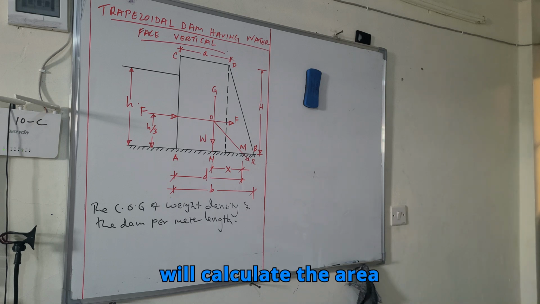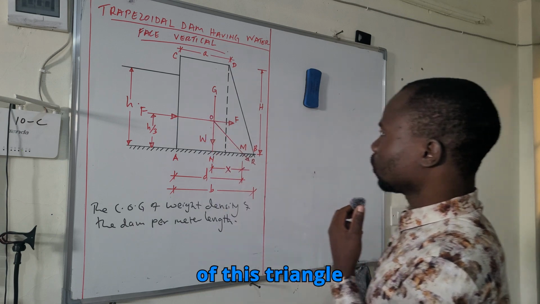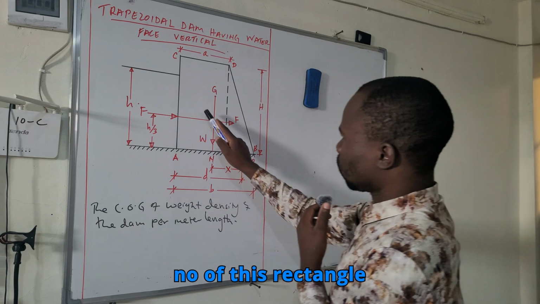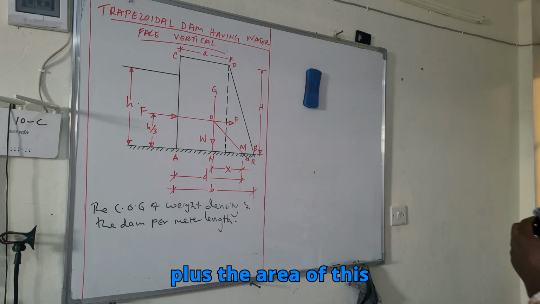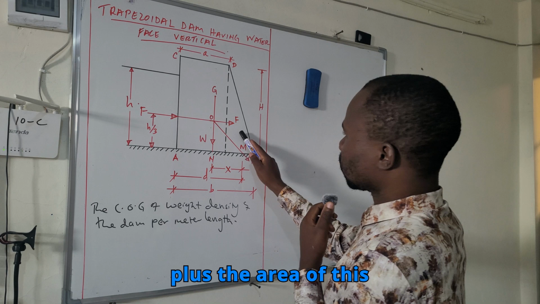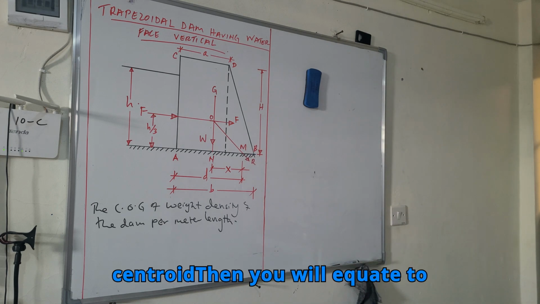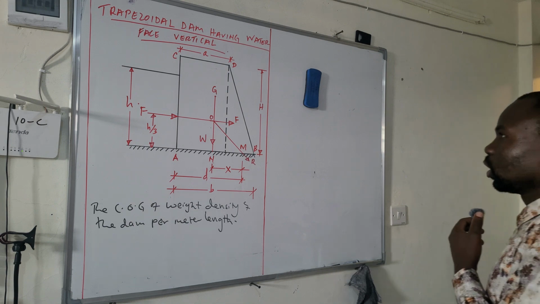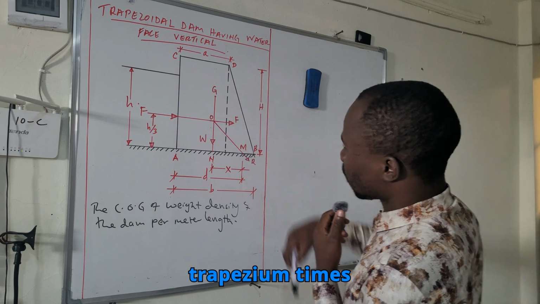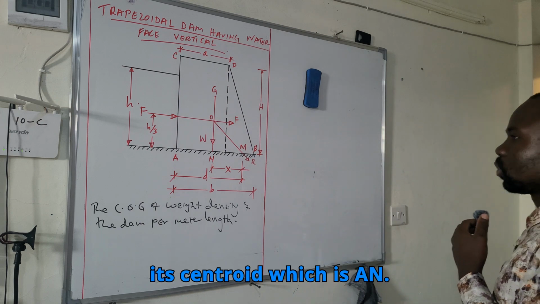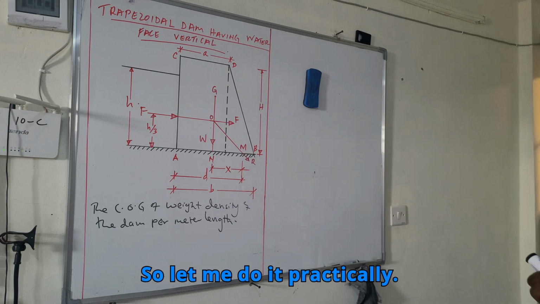Then you will calculate the area of this rectangle times its centroid, plus the area of this triangle times its centroid. Then you will equate to the area of the whole of this trapezium times its centroid, which is AN. So let me do it practically.